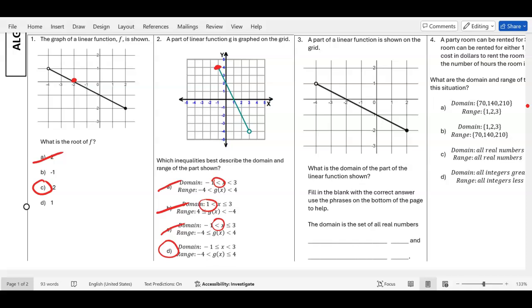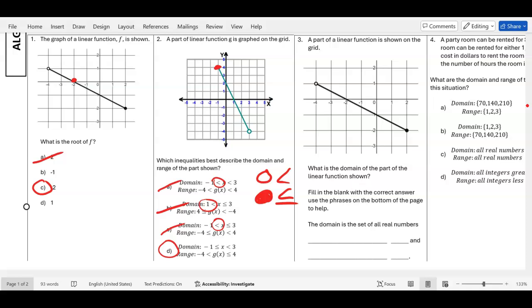Left to right for domain, bottom to top for range. The endpoints will help you tell if it's underlined or not underlined of an inequality. So again, if you see an open circle, it's less than. If you see a shaded in circle, that's underlined. Okay.